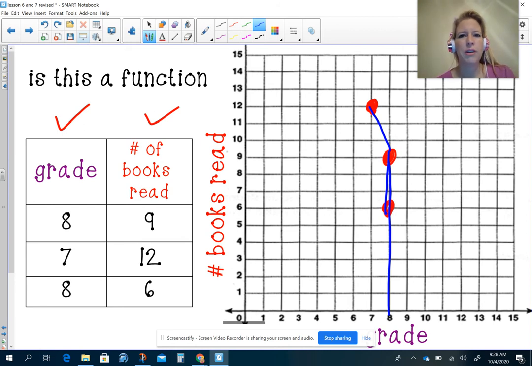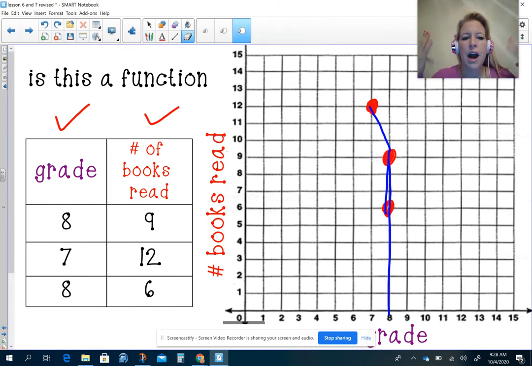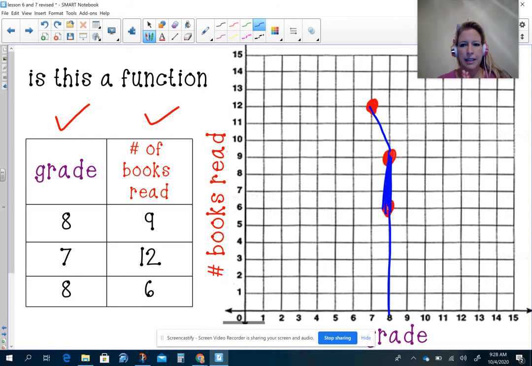I either read 9 or I read 6 or I read 15. But if I visually think about it, I read 9 or I read 6. That's how I see it: you can't have your vertical line test be the same. So I couldn't have read 9 books and 6 books. It's either 9 or 6. And so this gives you a visual.